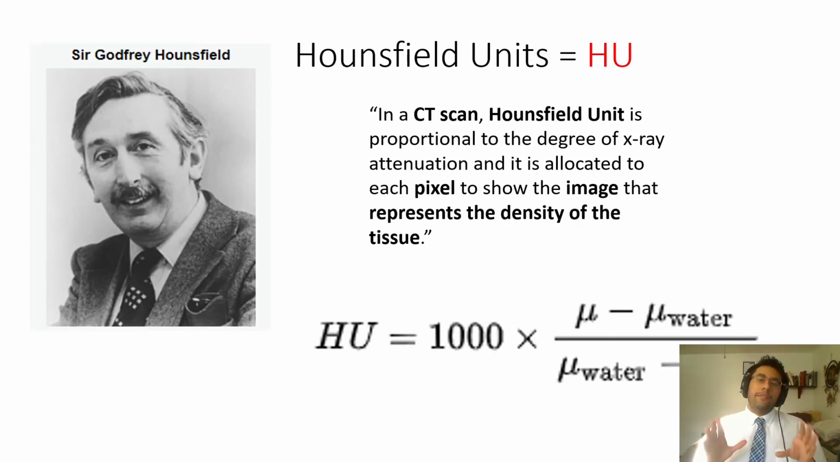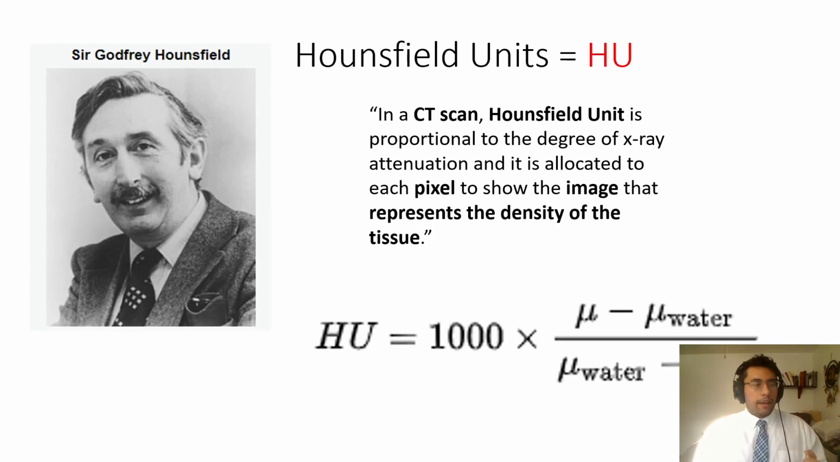They use a quantitative value called Hounsfield units. It's just a way to represent radiodensity. You want to write this quote down and understand it the best you can: Hounsfield units are proportional to the degree of X-ray attenuation and are allocated to each pixel to show the image that represents the density of the tissue. So let's break this down. When we get a CT scan and we look at its pixels, the HU value is simply a conversion of pixel data into a Hounsfield unit value.